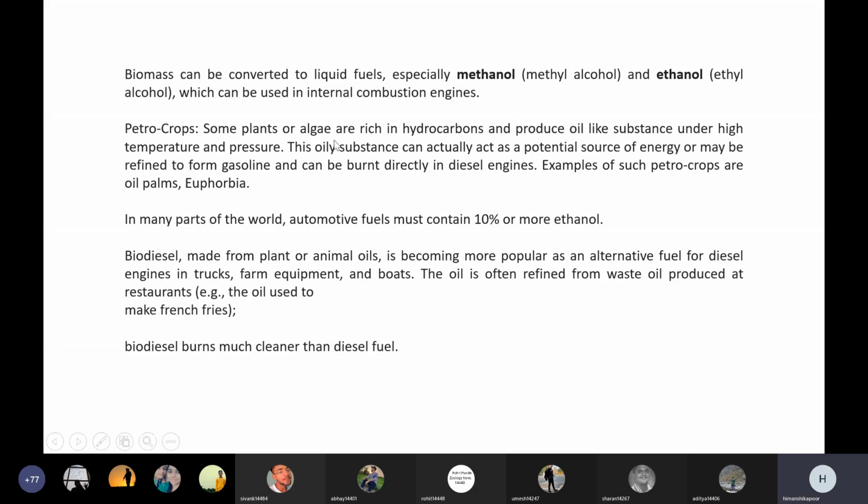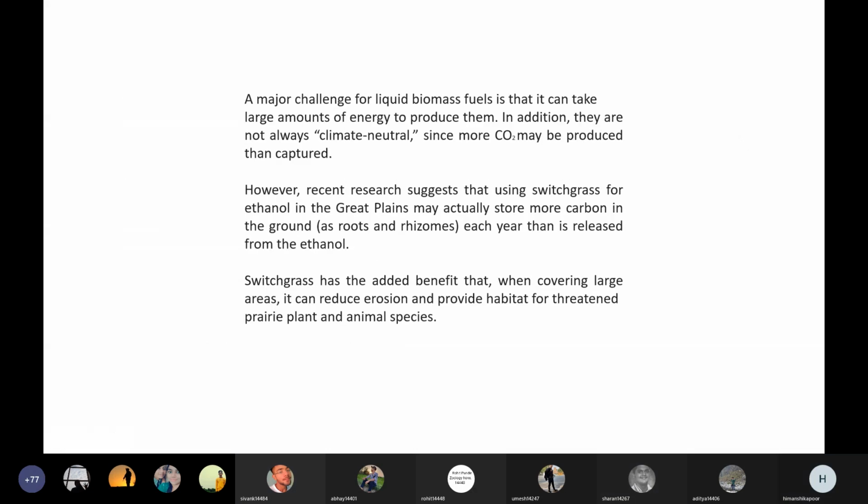You understand the concept behind biofuels? Yes, ma'am. Okay. So, what are the challenges when we are using biofuels? What all things we need to keep in mind? What do you think are the major challenges here?